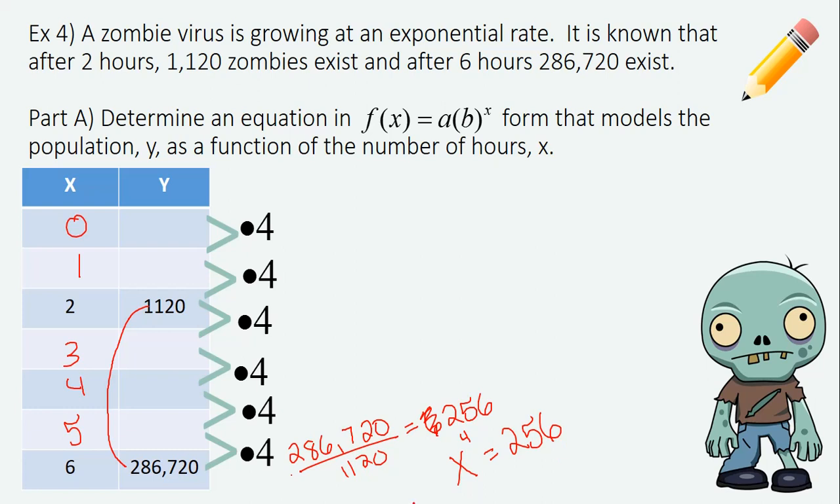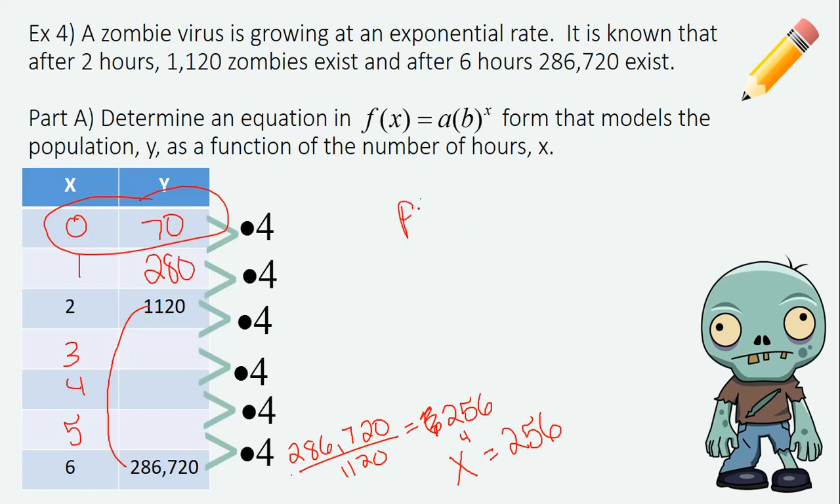So now what I need to do is I need to work backwards, right? I actually don't even need these values, right? I just need this, the initial condition. So what I'm going to do is 1120 divided by 4. That's going to give me 280. So that's at time hour 0. And then I'm going to divide by 4 again. So that means at the start of this epidemic, there were 70 zombies around.